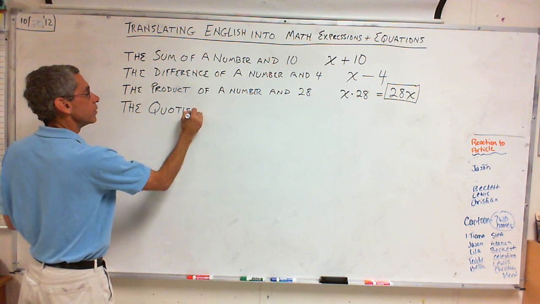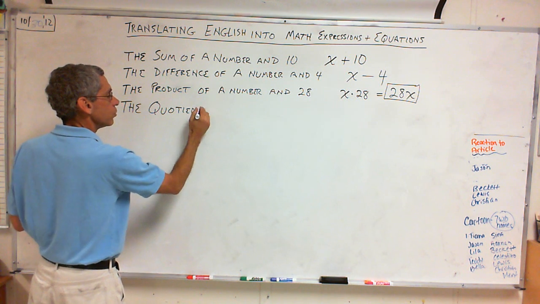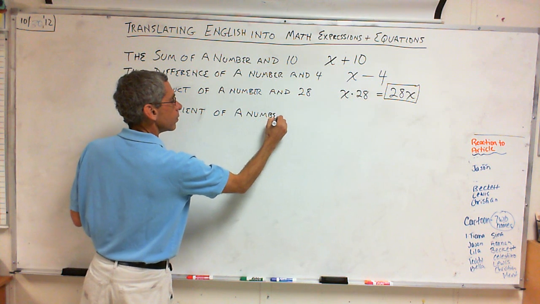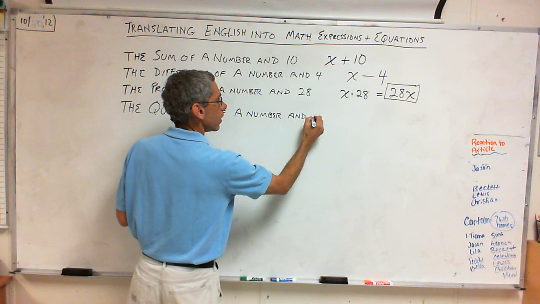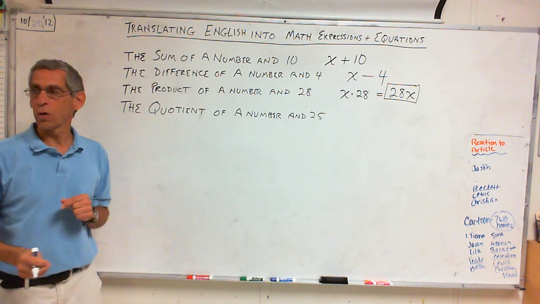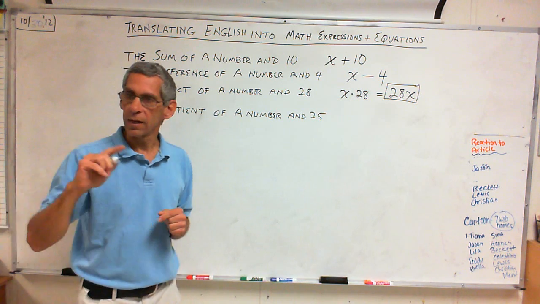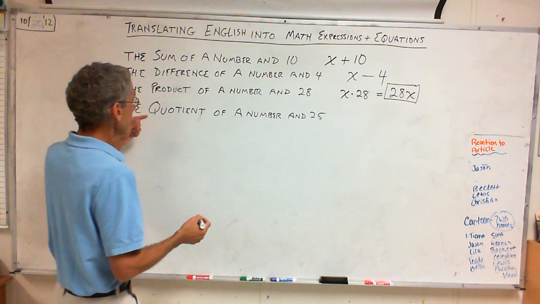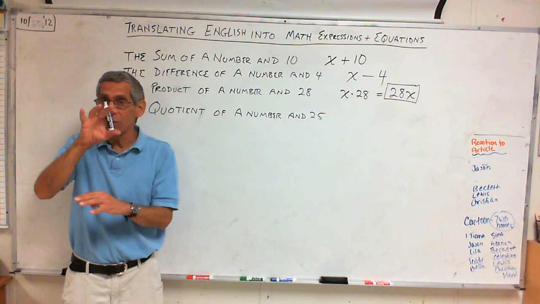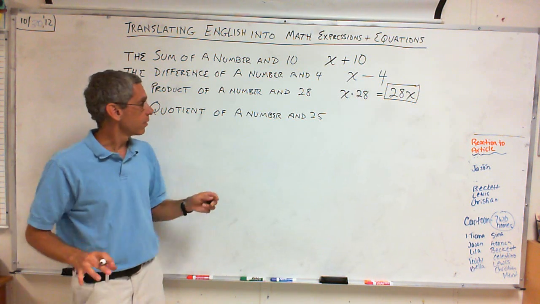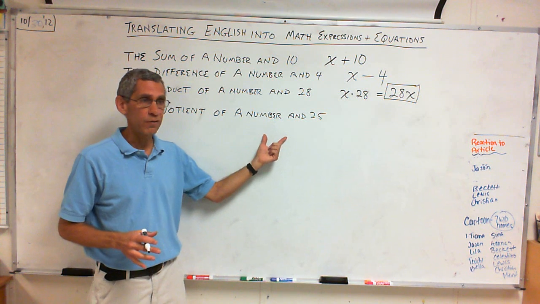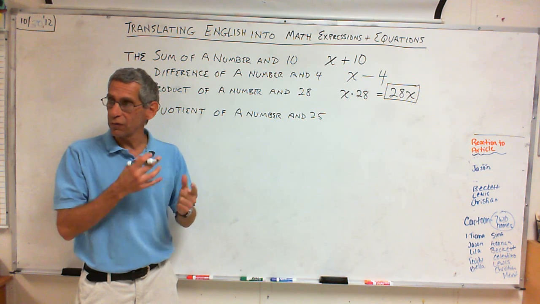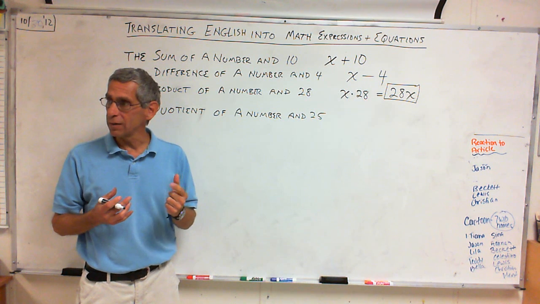The quotient of a number and 25. What's quotient mean? Anybody know? Tess? Right. So it's the answer to a division problem, right? Now the question again is, which do I put on the top and which do I put on the bottom? Because x over 25 is different than 25 over x, right? 4 over 3 is different than 3 over 4. So I got to know which one I put on the top and which on the bottom.